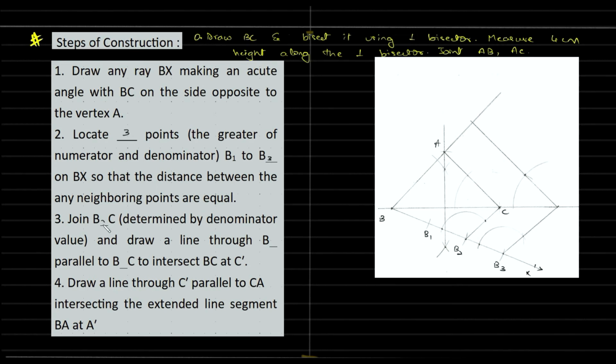Join B2C, B2 determined by the denominator, and a line through B3 parallel to B2C, intersecting BC at C dash. And then from C dash, draw a line which is parallel to AC, and that would give us your triangle, right? And justification is with the same old.